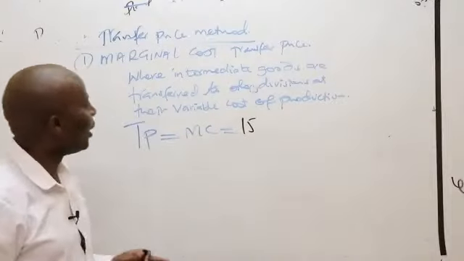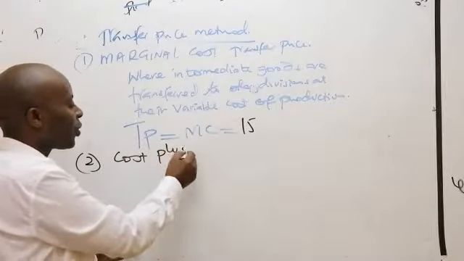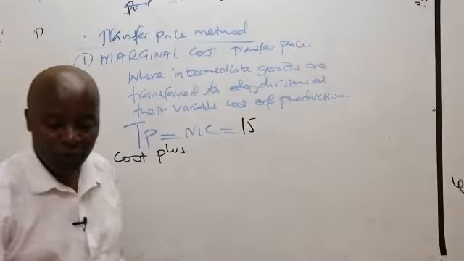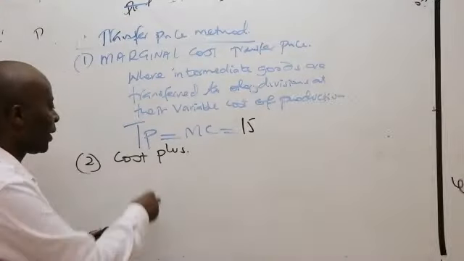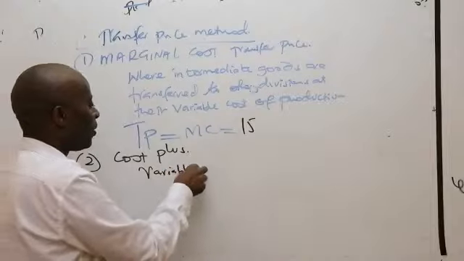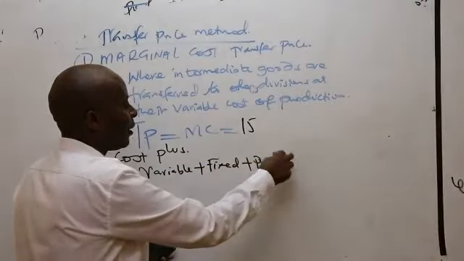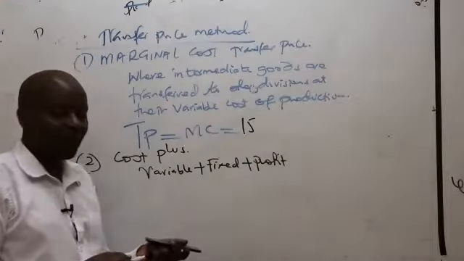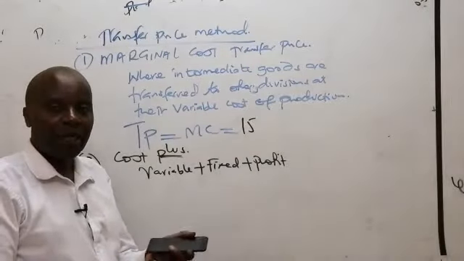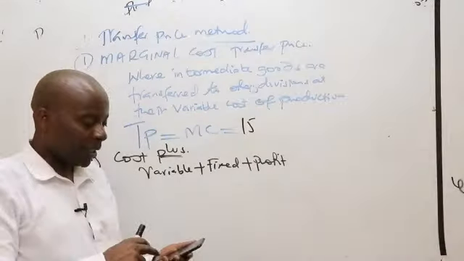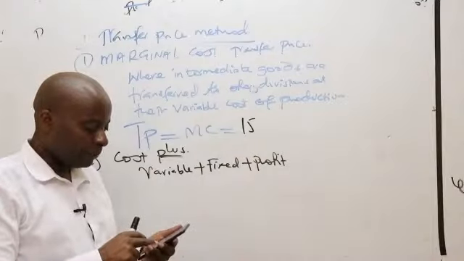Now we go to the second method, which is called cost plus. For cost plus, of course, you'll be taking variable cost plus fixed cost plus profit. So the plus here means profit added.